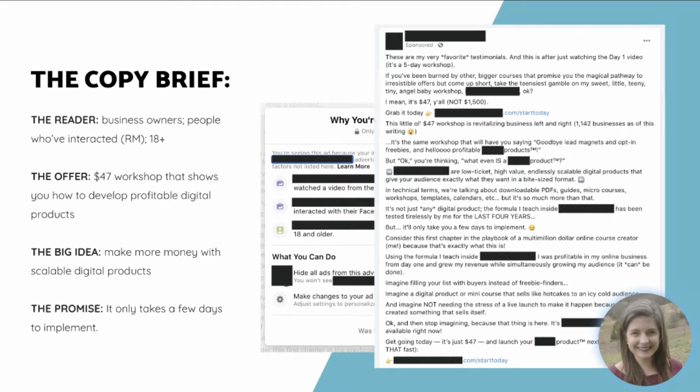Now, the big idea or the big theme for this ad is around the idea of making more money. So make more money with scalable digital products. And the promise for this ad is that they can actually do this workshop and get the digital product launched in only a few days. So it only takes a few days to implement. And that is something we grab directly from the ad itself.